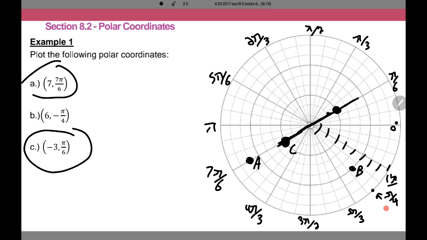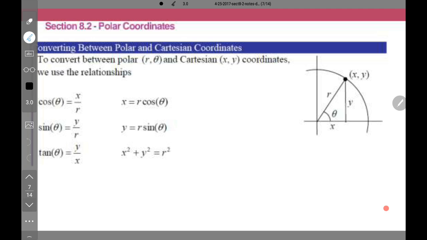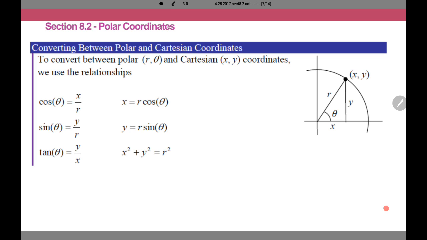And I was going to show you how to graph this in Desmos, but Desmos does not just graph polar coordinates like this. You can graph polar equations, which we'll get to later. Alright, now some of these things should look very familiar. To convert between polar and Cartesian coordinates, we're going to use some relationships that we're already familiar with.